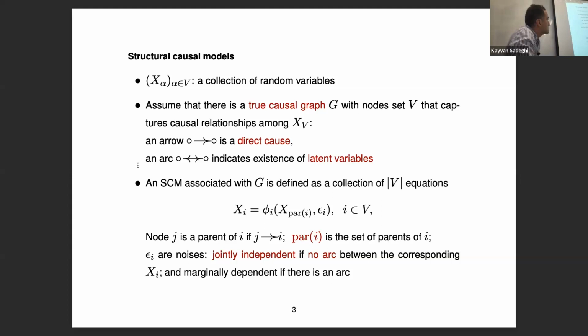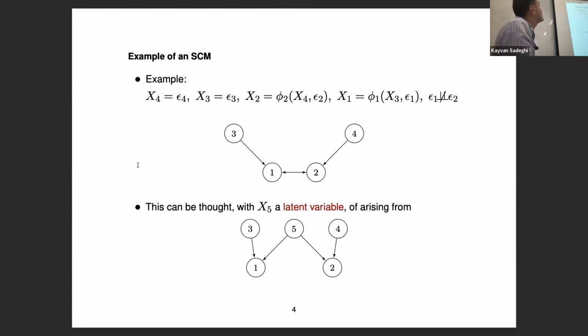So if J goes to I, we say that J is a parent of I, and by par I, we mean the set of all parents of I. So it's a function of the parents and some noise. So you have a system of equations here, right? So noises are jointly independent unless there is an arc. And if there is an arc, they are marginally dependent. So that's the idea. So I can show you an example.